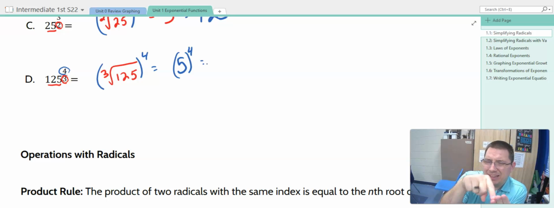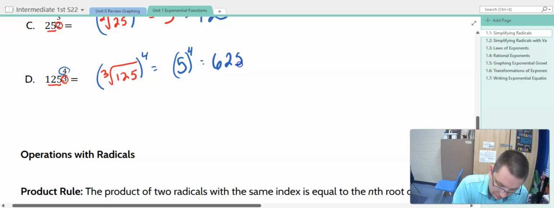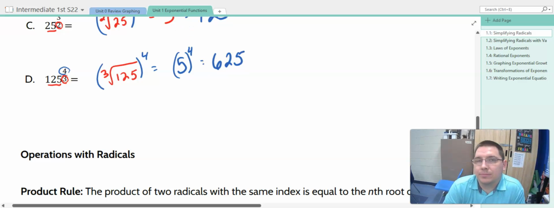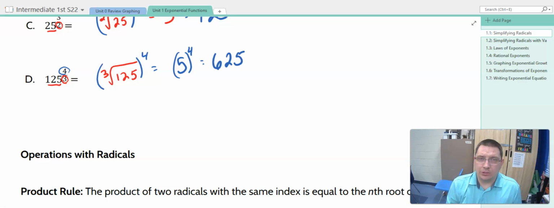But now I'm going to multiply by one more 5. So we get what? Well, 125 times 5 is 625. So again, we can see how we separate these powers out into their separate pieces.